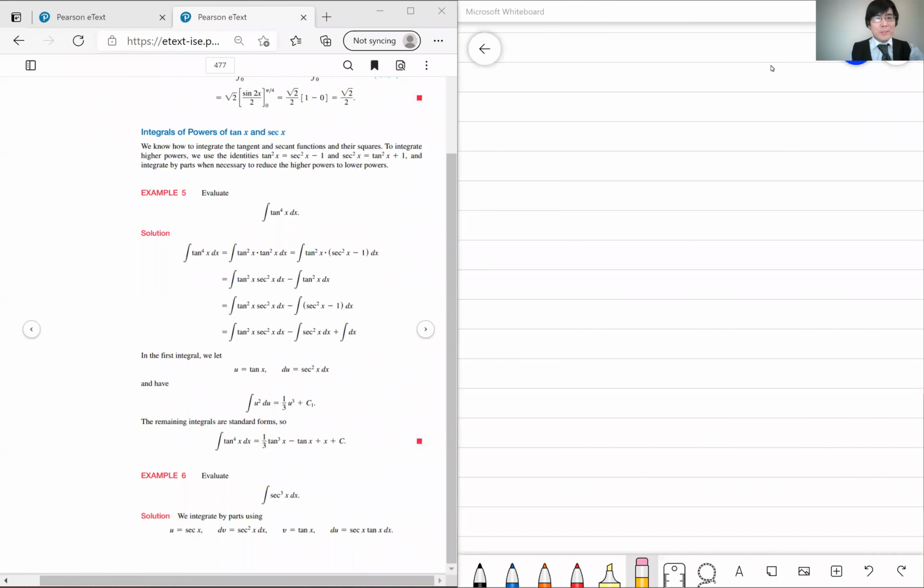Okay, I'm going to resume the explanation for section 8.3. So today I'm going to cover from example 5, which is about the tangent and the secant.